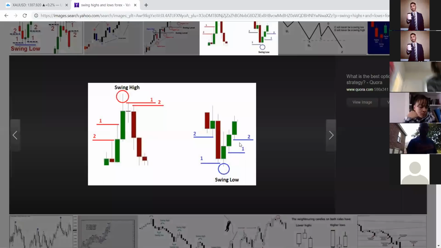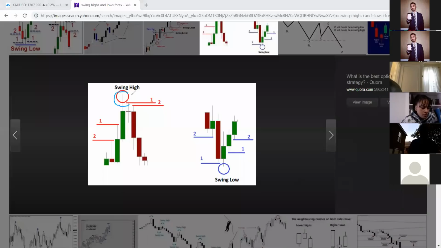But one of the main things you have to understand is what creates a swing high and what creates a swing low in the market, right? A swing high essentially is a high point in the market right here. So let me annotate on my screen. So this is a high point in the market, and to the left of it, there's two lower candles, and to the right of it, there's two lower candles. So a lower high and a lower high, lower high and a lower high.